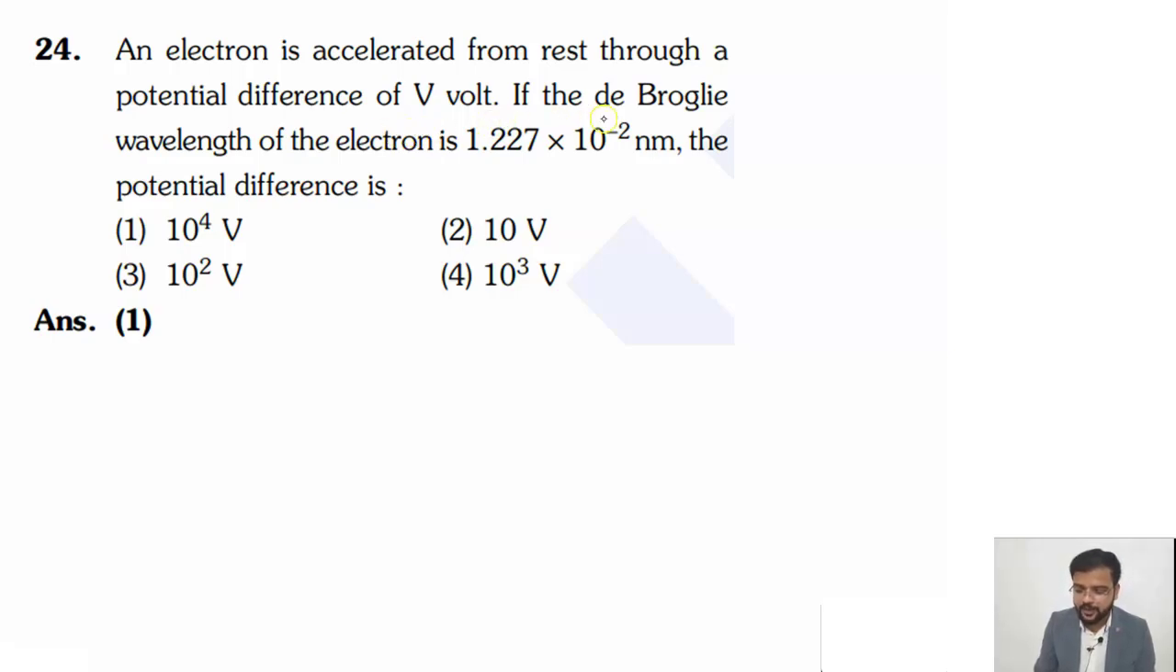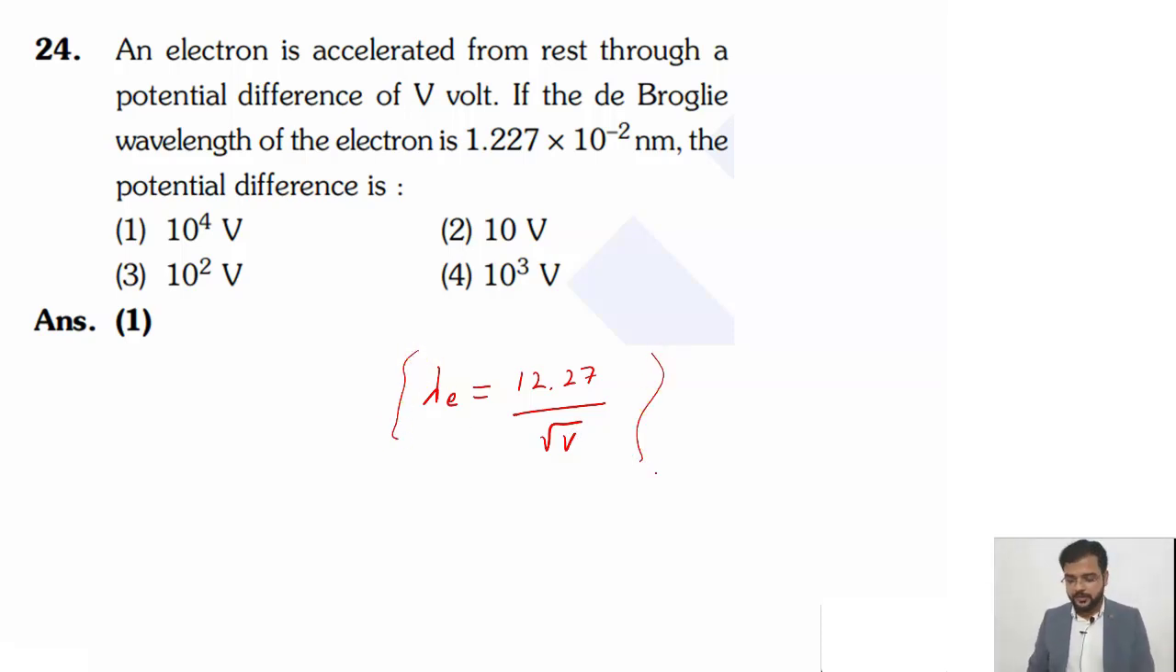What is given over here? De Broglie wavelength is given in this question, correct? De Broglie wavelength is given, meaning lambda is given. So this can be written as lambda equals to 12.27 by under root V. Okay, this is the formula.